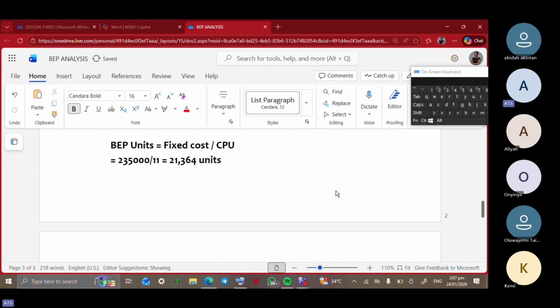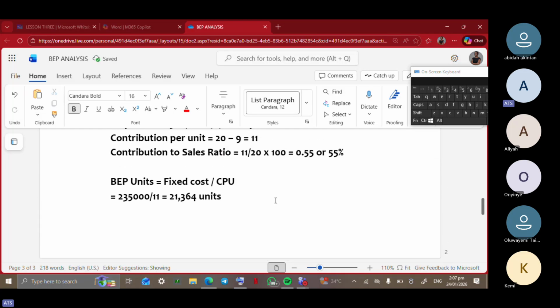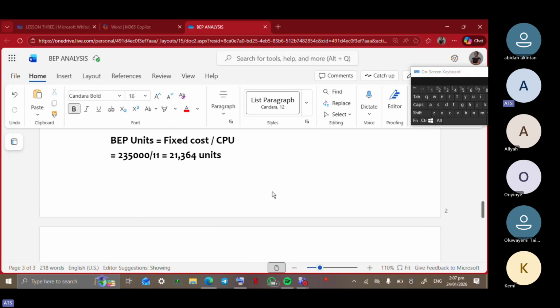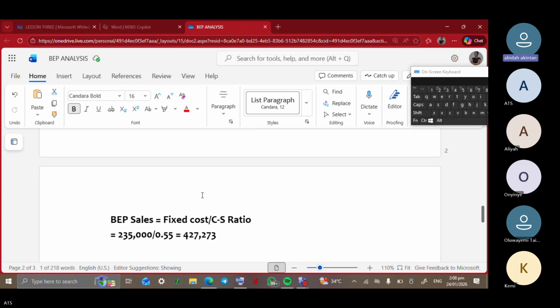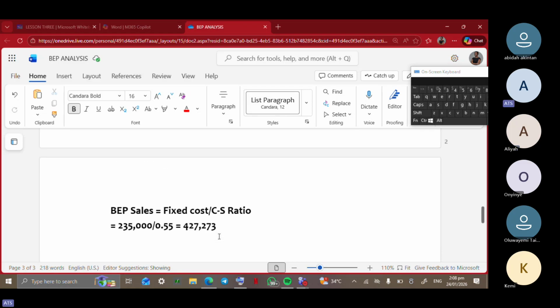So should we check? Let's check whether we are correct. First, you see that we have to apply two different formulas, but you can also just say, what did we get here? We got 21,364. If you multiply 21,364 by the selling price, what's the selling price? 20 naira. What will it give you? 427,280. It's got to be approximated, so we did not get the exact figure, but I hope you can see it.